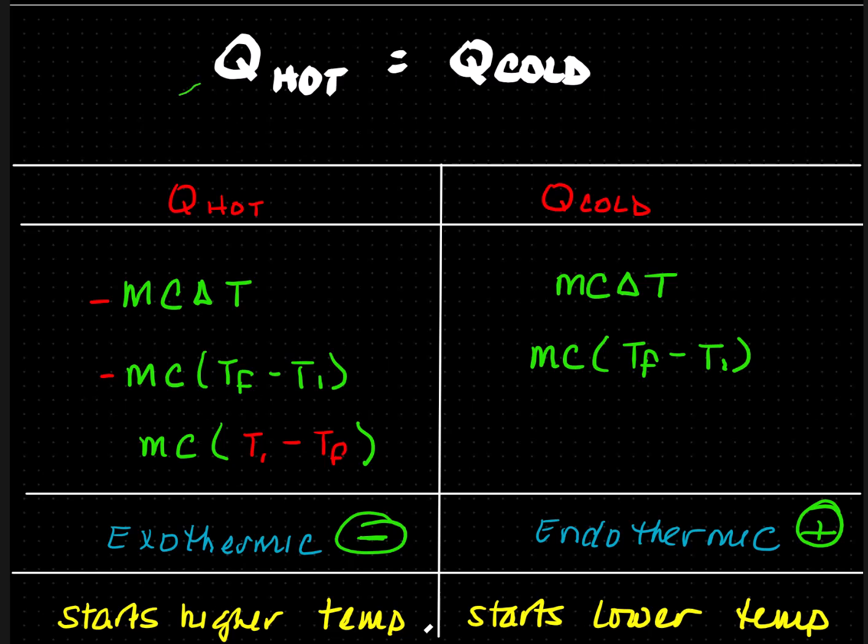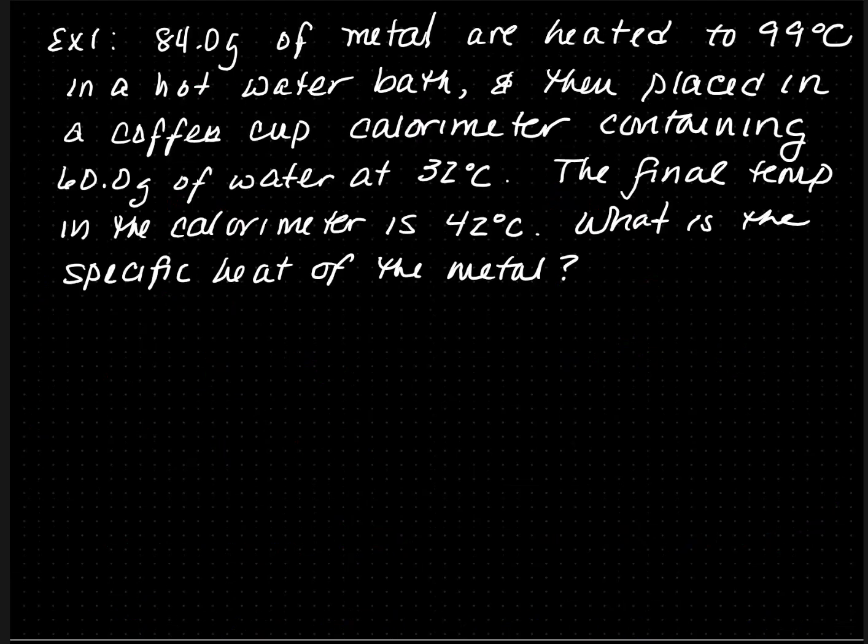And in order to make the math simpler, we're going to distribute the negative sign in. So on the hot side, when I distribute the negative sign, my T final minus T initial now becomes T initial minus T final. The cold still stays as T final minus T initial. The hot substance will always start at a higher temperature, and the cold substance will always start at a lower temperature. So like any other problem, the first thing you want to do is identify the variables. We know this is Q hot equals Q cold because there are two substances.